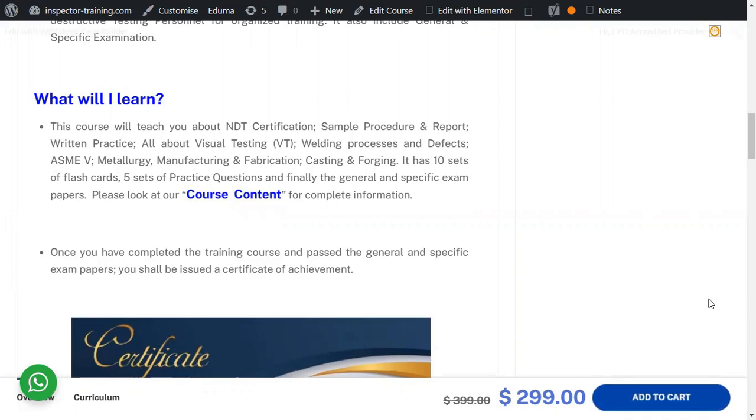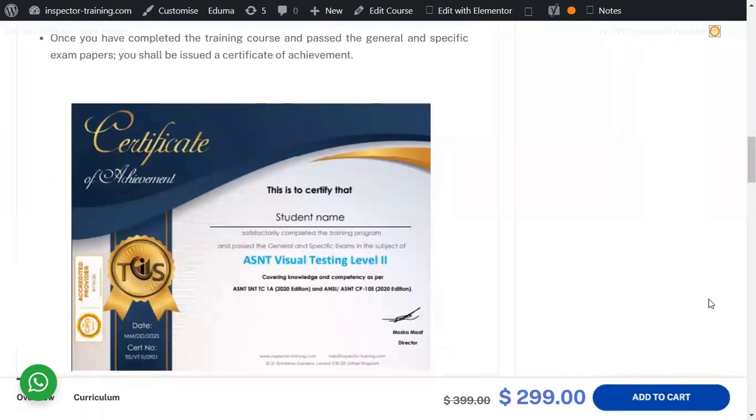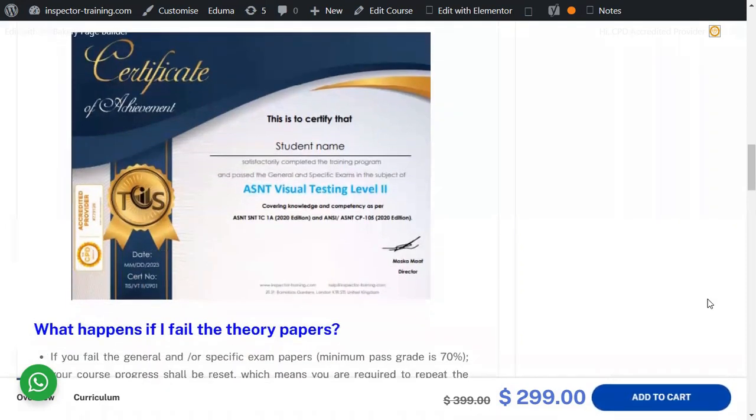We shall go through our course content, but before that, let me tell you that once you have completed the training course and passed the general and specific exam papers, you shall be issued a certificate of achievement, certifying that you have met the classroom training requirements for VT Level 2, according to ASNT SNT-TC-1A and ANSI CP-105.